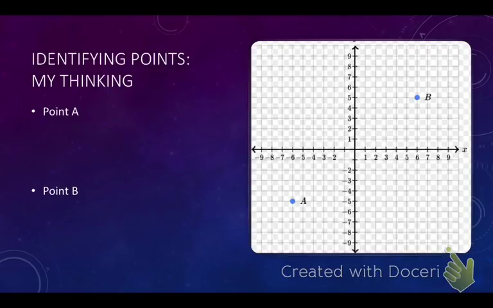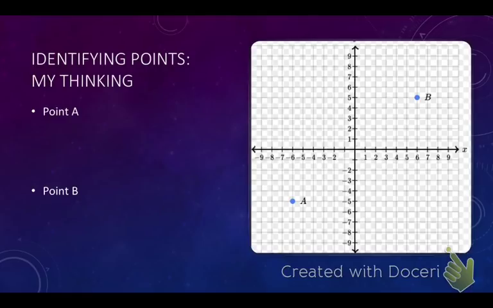So, identifying points. So the first thing I'm going to do is go left or right, and then I'm going to go up or down. All right, because the first point's x, and x goes left or right, and the second point's y, which goes up or down. So to get to A, I'm always going to start at the origin. So origin is in the middle. All right, so I'm going to go over.